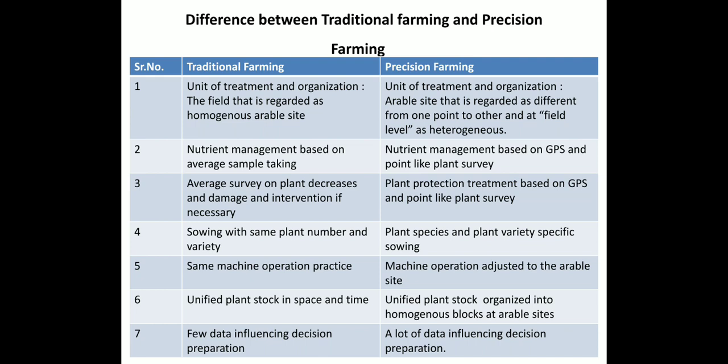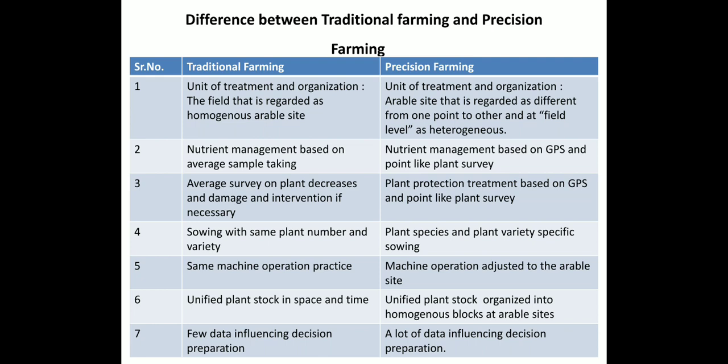The nutrient management in traditional farming is based on average sample taking. In precision farming, nutrient management is based on GPS or the different technologies used in precision farming. Accordingly, with these special technologies, the nutrients can be managed. In traditional farming, there is an average survey of plant disease, and damage and intervention if necessary. In precision farming, plant protection treatment is based on GPS and other points like plant survey should be included.